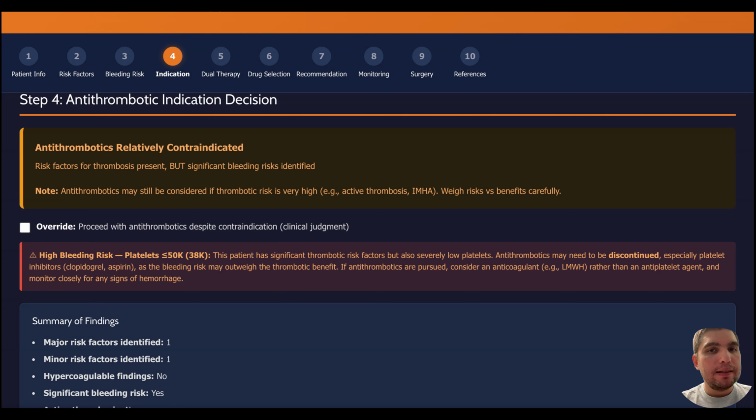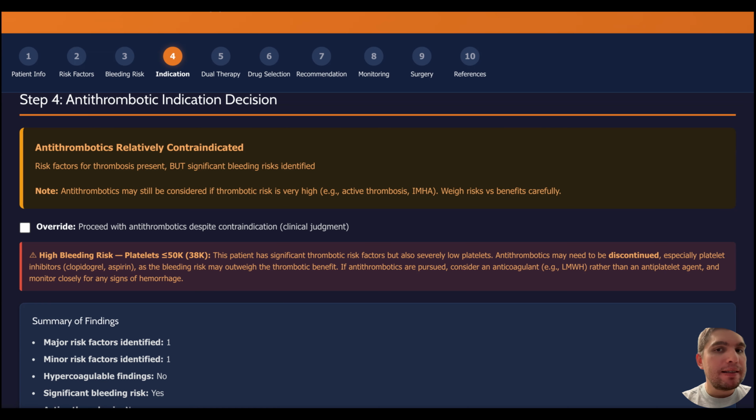So with step number 4, the tool will give you the general recommendation on whether antithrombotic therapy is recommended. And here you can see that antithrombotics are relatively contraindicated. And that's because risk factors for thrombosis are present. So the dog does have IMHA, which is a major risk. Normally we would start antithrombotics. But in this case, there are significant bleeding risks that were identified. That was the presence of very low platelet count and a chemosis.